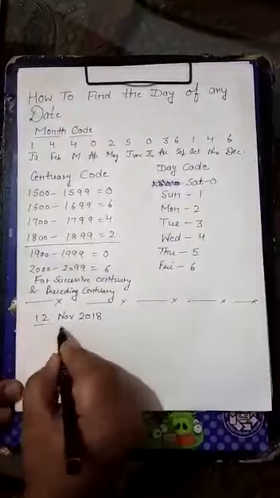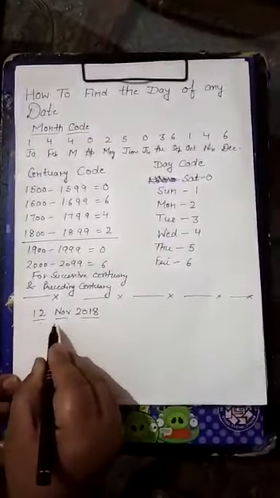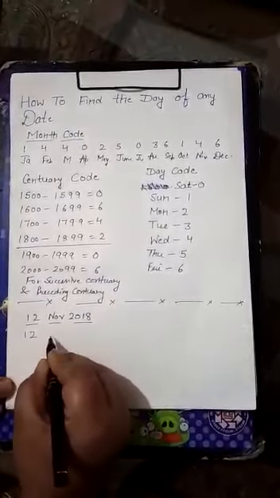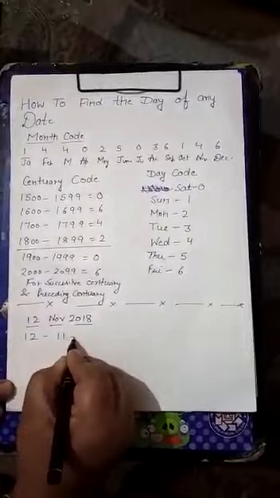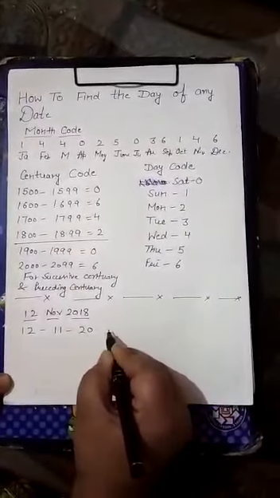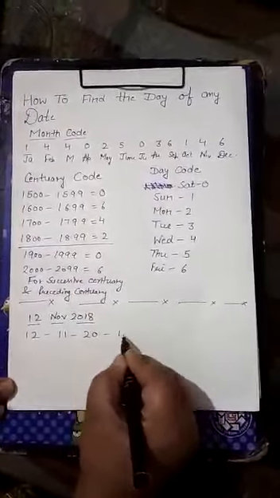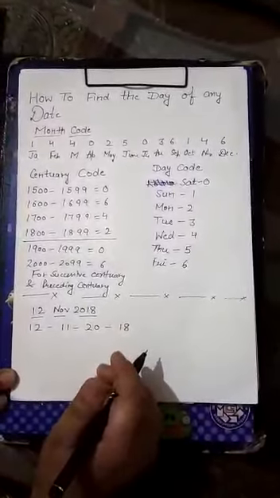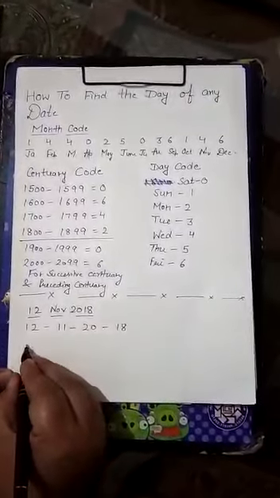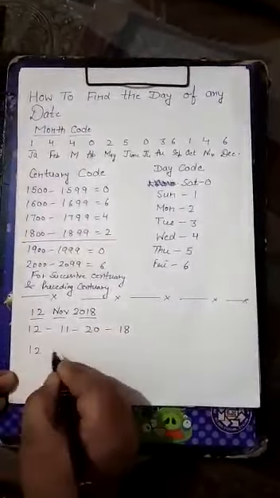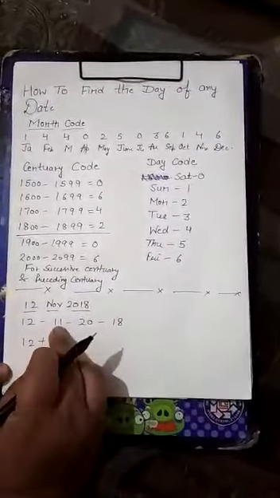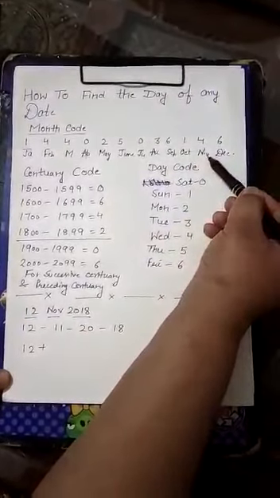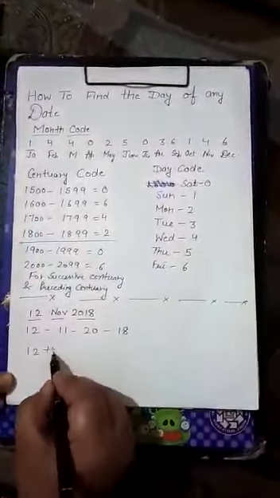So, first example, we take the date 12th November 2018. So, 12 is the date, 11 is the month, 20 is the century, and 18 is the year. So, what we have to write, first of all, is the date. Then the month. 11th month is November, and the month code is 4.